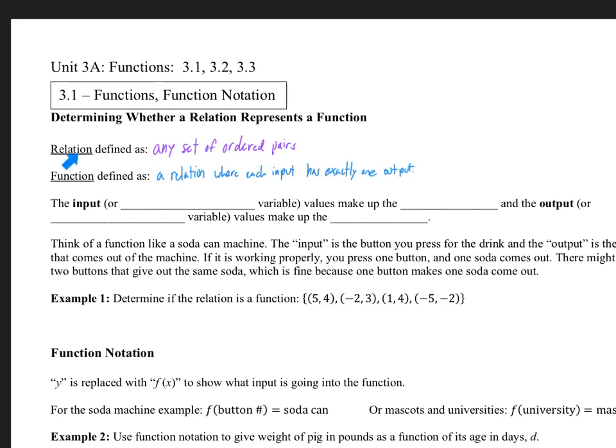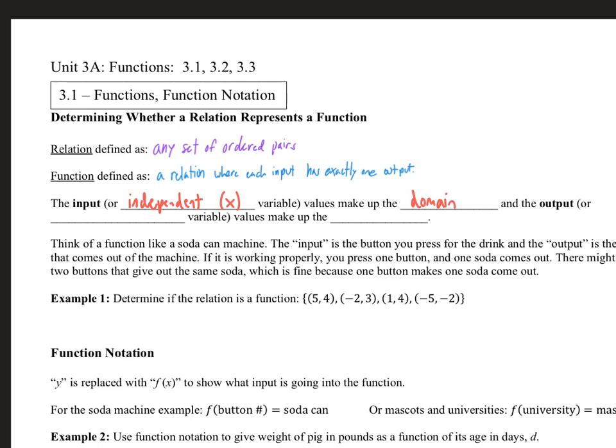So just defining a relation, which is definitely stuff you've talked about before. A relation is any set of ordered pairs. A function is a special type of relation where each input has exactly one output. So every time we plug a number in, we get the same answer back out. Another way of talking about inputs is that it's the independent variable, which we've been talking about recently, that's also x. And the values that make up the inputs, the independent variables, the x's, make up our domain.